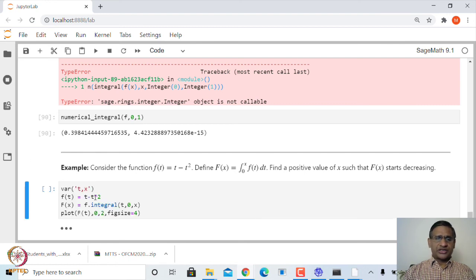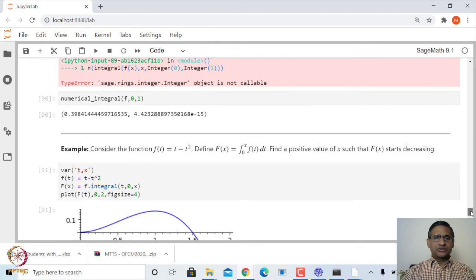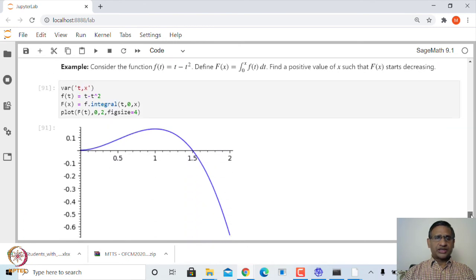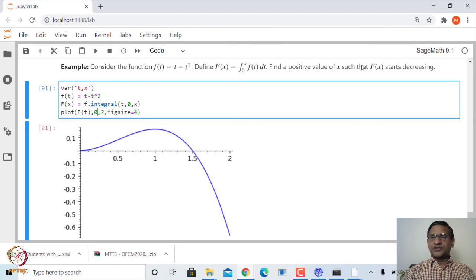First, let us plot the graph of the function f and the graph of the indefinite integral capital F(x), and then see what happens. This is the graph of capital F, and when does it start decreasing? You can see here this is the point when it starts decreasing.